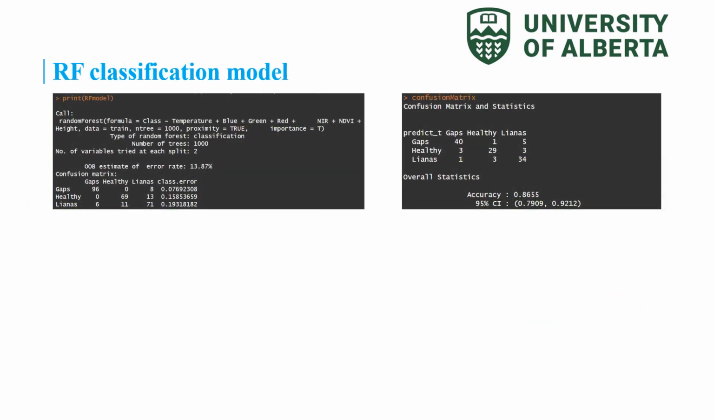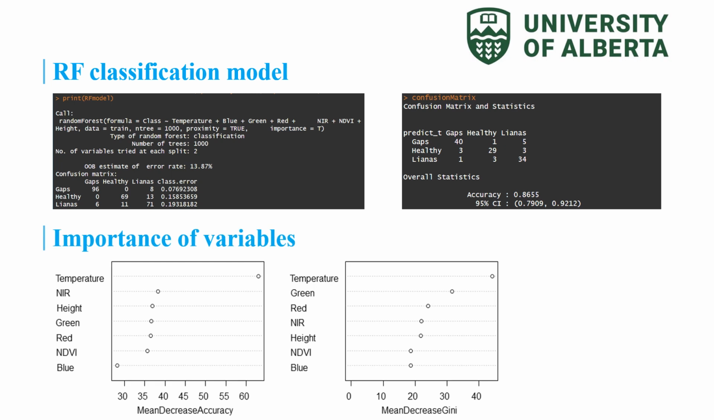Here is the developed random forest model, and it was first validated by a confusion matrix, which shows an accuracy of around 86%. Besides, the analysis of variable importance shows that temperature, near infrared, height, green, and image wideband contribute most to the model.